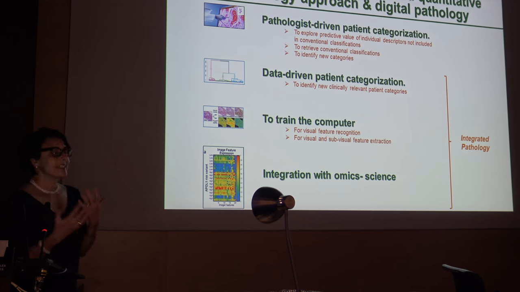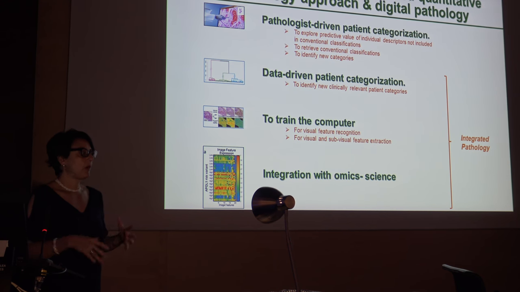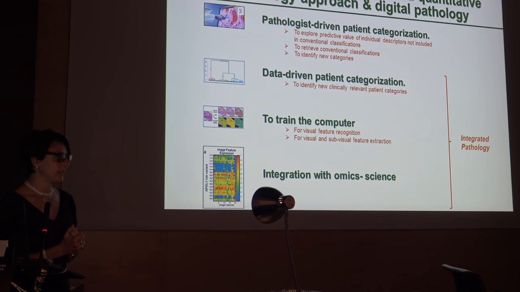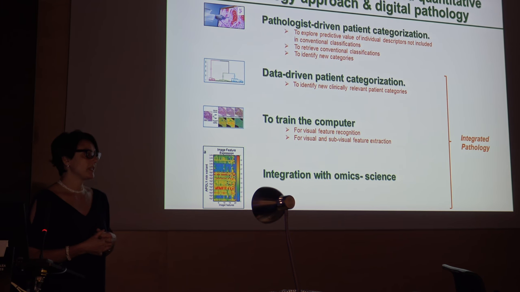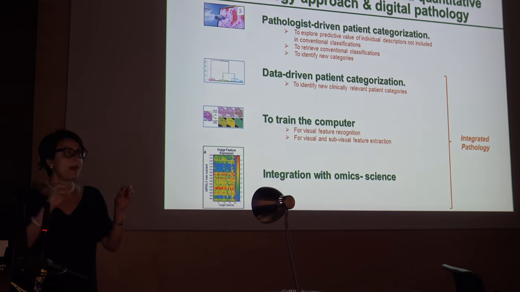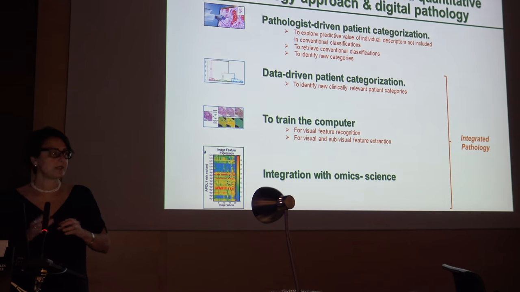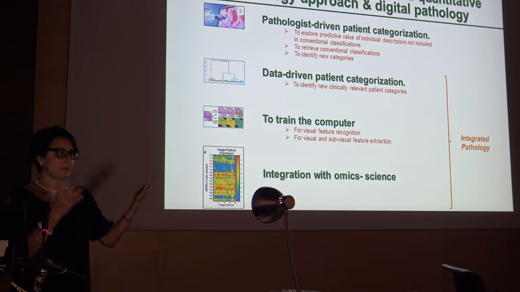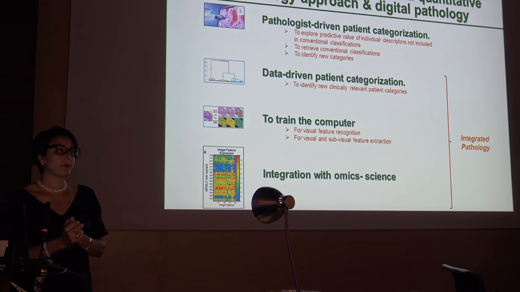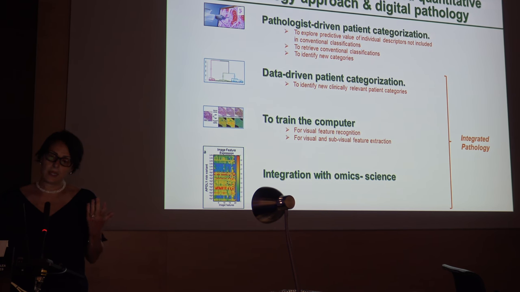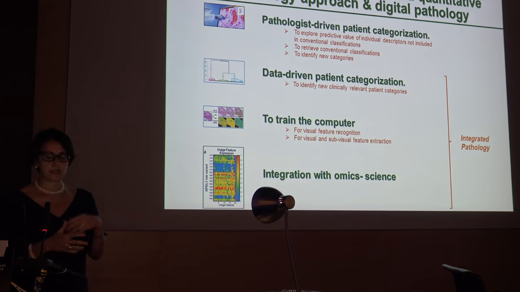So digital pathology, what are the implications of digital pathology? What can we do with the ability of having this raw data that captures all the structural changes in the renal biopsy? Well, we can still do what we always did, pathologist-driven categorization. We select the parameters that we want to use, and so we create a classification system. We retrieve the conventional classification system because the parameters are included. We can explore the predictive value of individual parameters that are not included in the conventional classification system and identify new categories. We can do data-driven patient categorization, and I will show this in my next talk this afternoon.